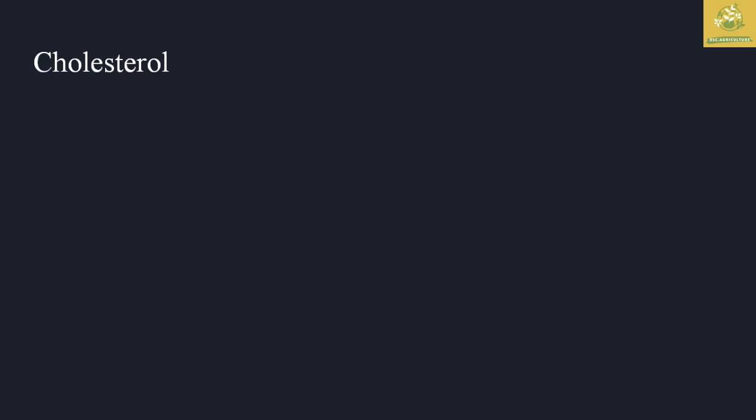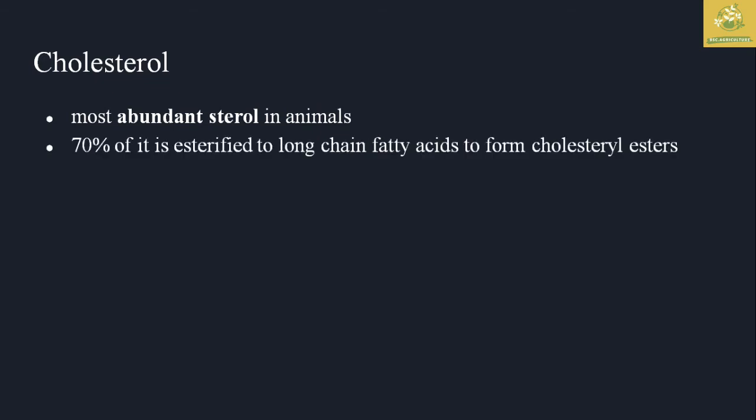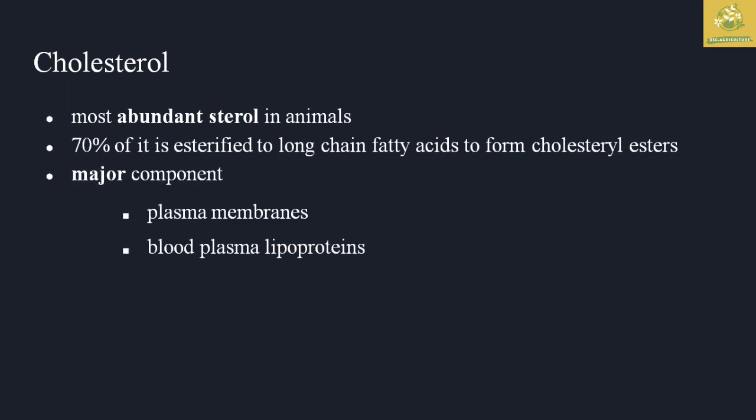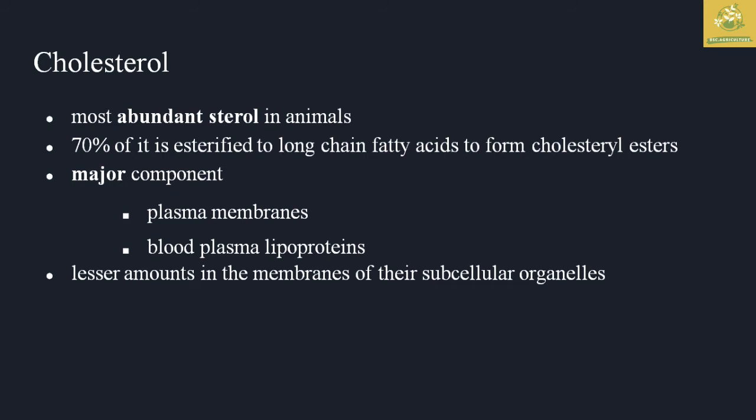One of the sterols is cholesterol. Cholesterol is the most abundant sterol, mainly in animals. They are esterified with long chains to form cholesterol esters, which make up about 70% of the total sterol in animals. The major presence of cholesterol is found in plasma membranes as well as blood plasma lipoproteins. A lesser amount is found in the membranes of subcellular organelles.